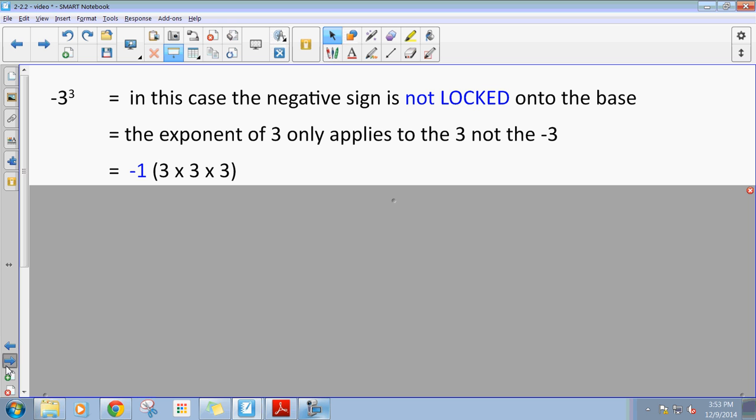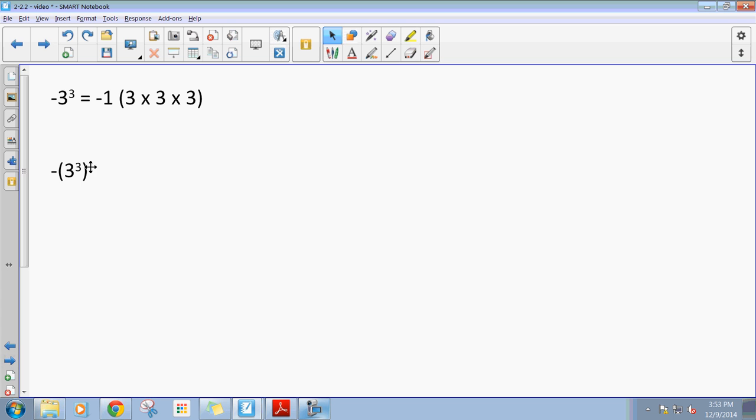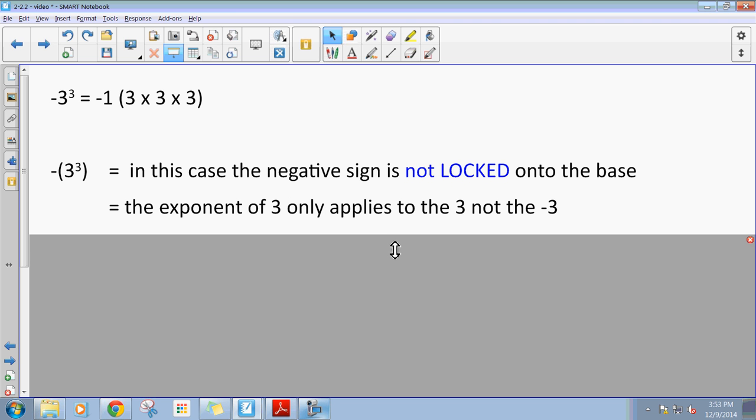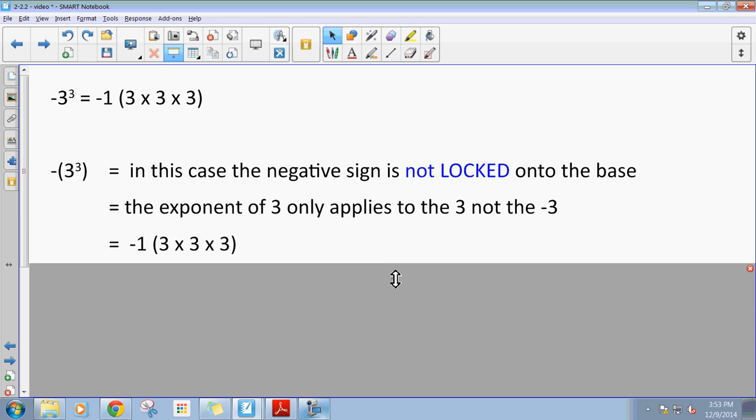How does that compare to the next? Negative, bracket, when the 3 to the power of 3 is on the inside. In this case, the negative sign is not locked onto the base. We can tell that clearly because it's sitting outside the brackets. The exponent of 3 only applies to the 3 and not to the entire negative 3. And again, negative 1, bracket, 3 times 3 times 3, close bracket.